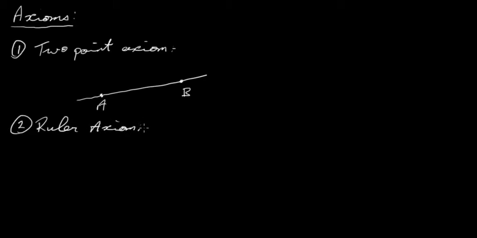The ruler axiom basically talks about the properties of the distance between points. So if we take, again, 2 points, A and B. This is A, this is B here, and both points are on this line here. Now, firstly, what the ruler axiom says is that the distance between A and B is never negative. So the distance AB is never negative. In other words, it's greater than 0.